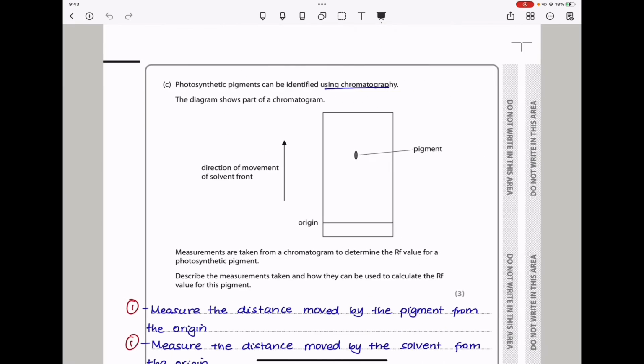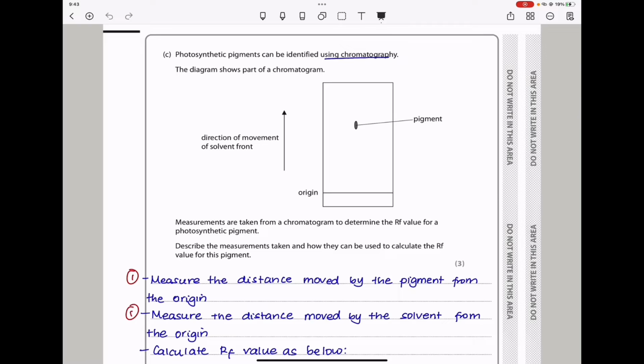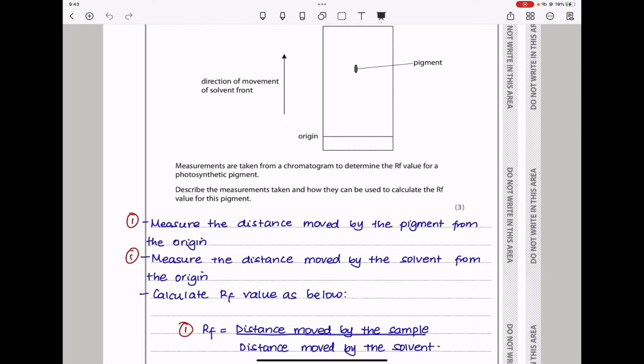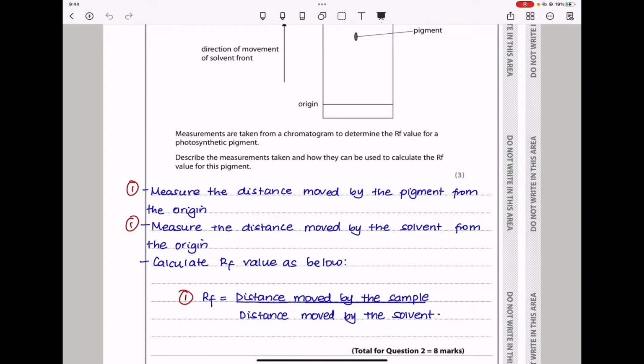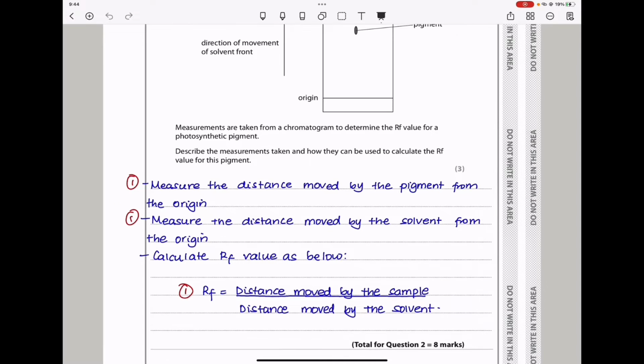Moving on. In part C, photosynthetic pigments can be identified using chromatography. The diagram shows part of a chromatogram. So this is the chromatogram. We see the origin. There is a pigment, and they've told us the direction of movement of the solvent front. Then they say, measurements are taken from a chromatogram to determine the RF value for the photosynthetic pigment. Describe the measurements taken and how they can be used to calculate the RF value for this pigment.